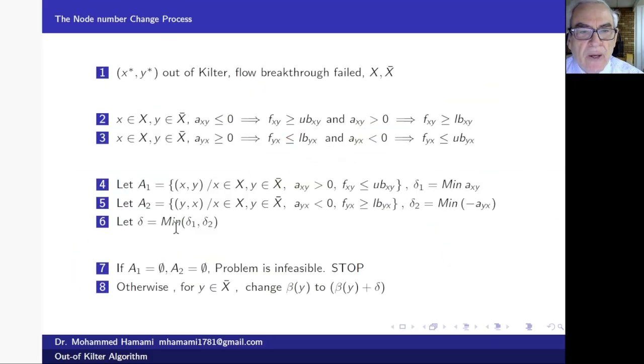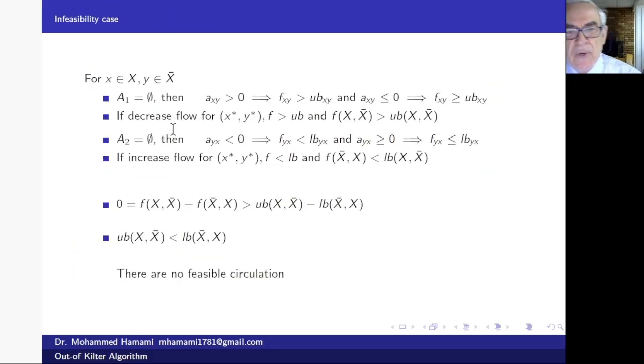So we go back to our proof. If we are decreasing the flow from x star to y star, the flow must have been greater than the upper bound. So if we sum the flows from x to x bar, it will be greater than or equal to the sum of UB, and in the case where we are decreasing the flow, that inequality becomes strict.